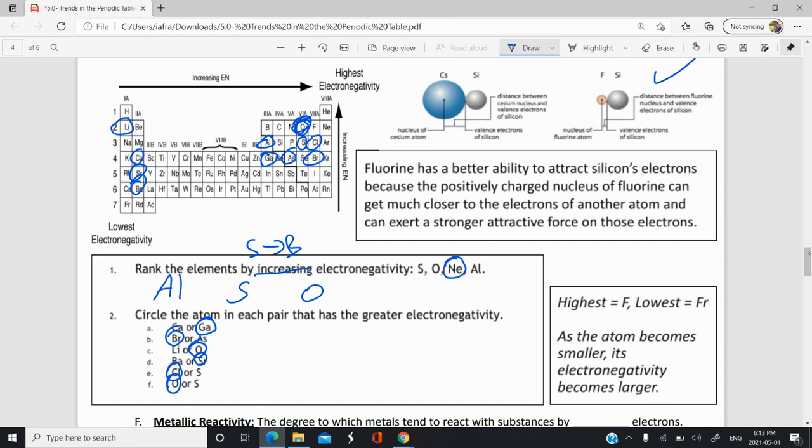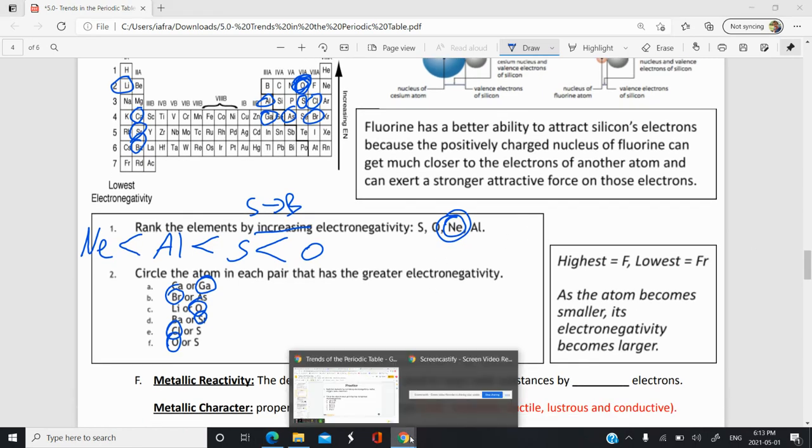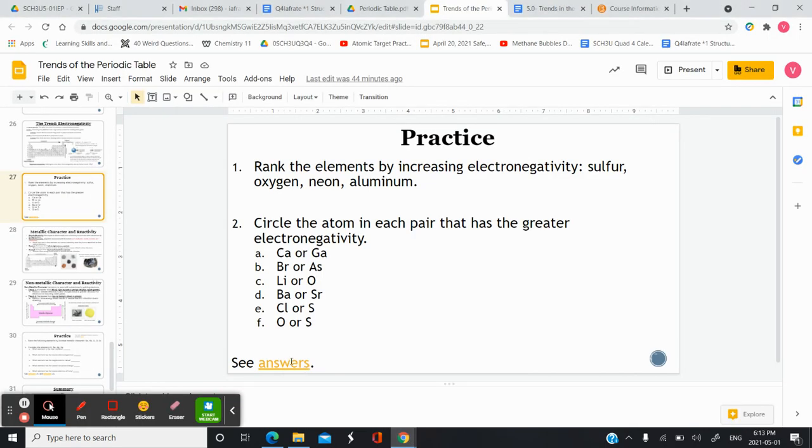And then let's look at neon. Neon doesn't really count, or if it does, it has a very low electronegativity because it's a noble gas. So we would put that as our smallest electronegativity value. So neon is smaller than aluminum, which is smaller than sulfur, which is smaller than oxygen. And so that there would be our ranked list.